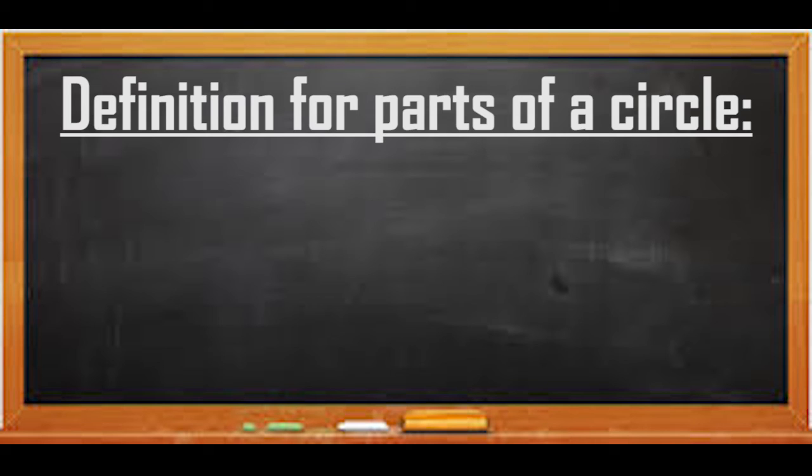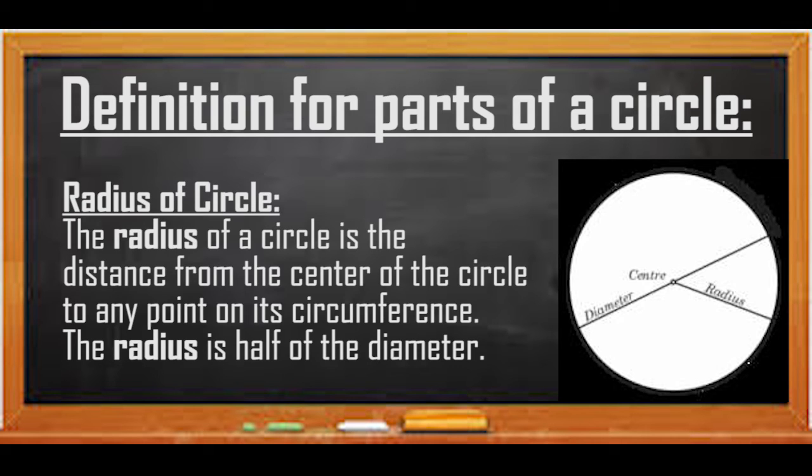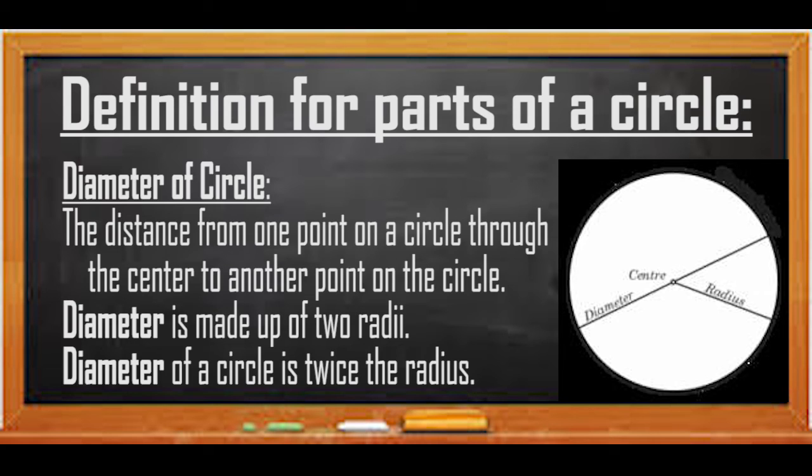Now we will discuss the definition for parts of a circle. The radius of a circle is the distance from the center of the circle to any point on its circumference. And also the radius is half of the diameter. The diameter of a circle is the distance from one point on a circle through the center to another point on the circle. The diameter is made up of two radii, which is the plural of radius. The diameter of a circle is twice the radius.